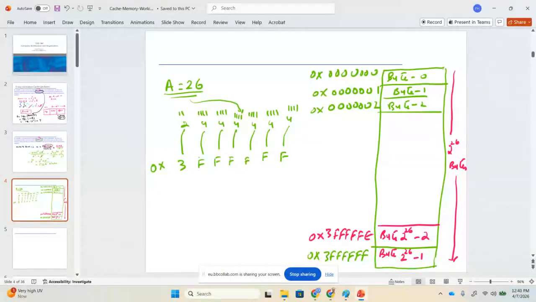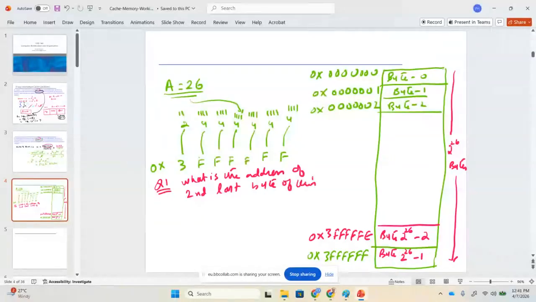Please remember, if I ask this question in the exam, question 1 may be: I will give you an address line and ask, what is the address of the second last byte of this memory? What is the answer? 0x3FFFFFE. Clear or not clear? Question number 2 may also be a question.